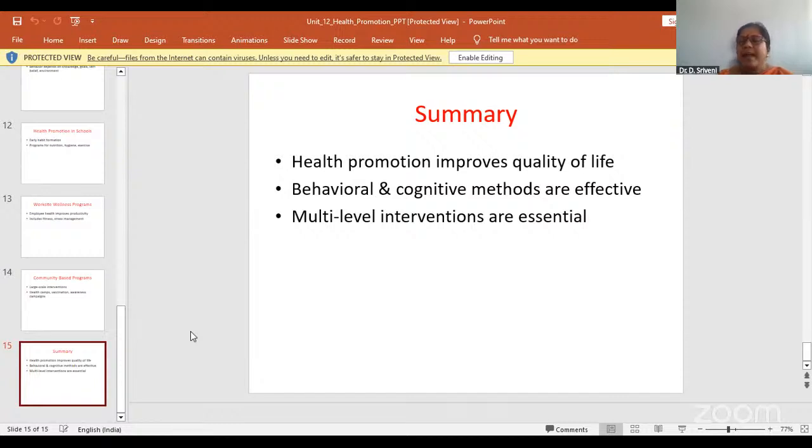So by this, we have covered all the 3 units. That is Unit 10, the patient-practitioner communication, and Unit 11 is about health-promoting, health-compromising, and health-enhancement behavior. And the 12th one is about health promotion. So today we have covered all the 3 units.